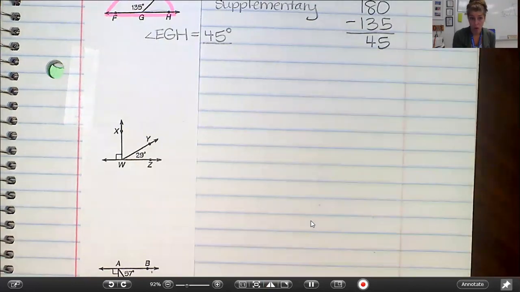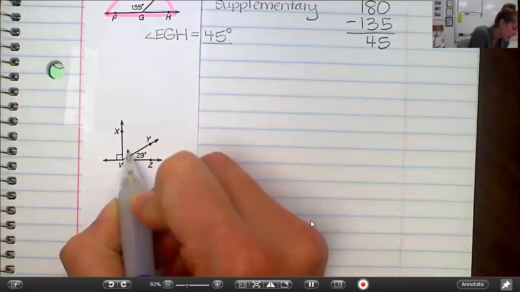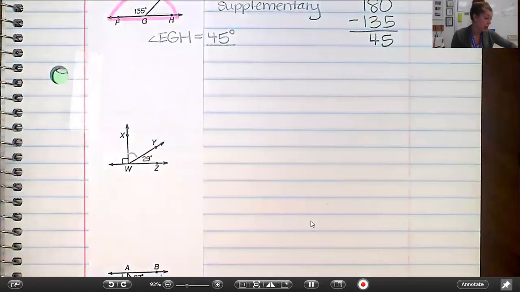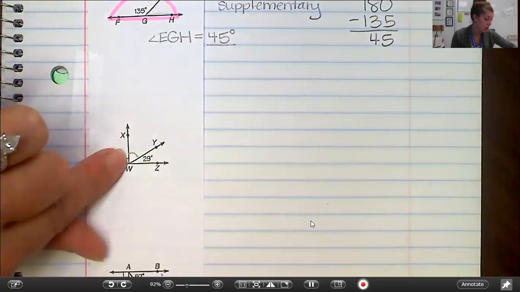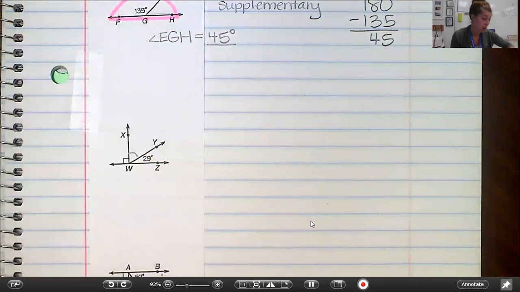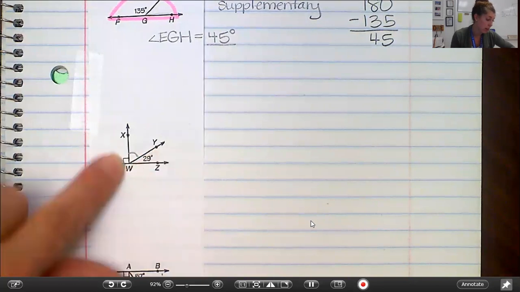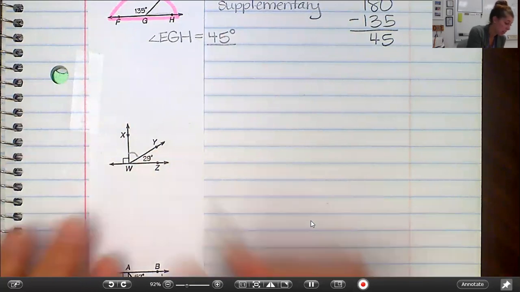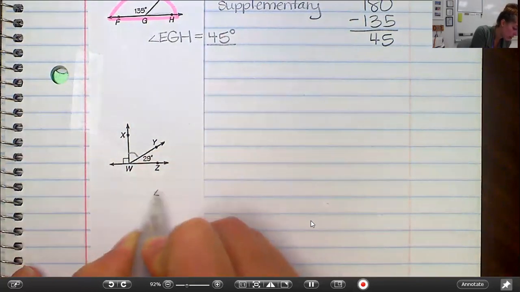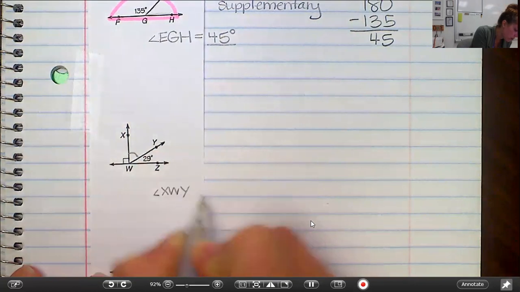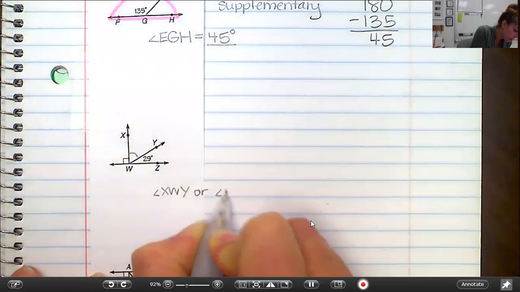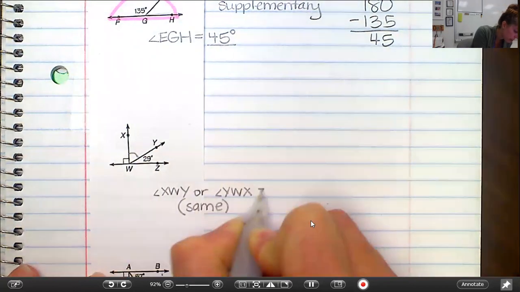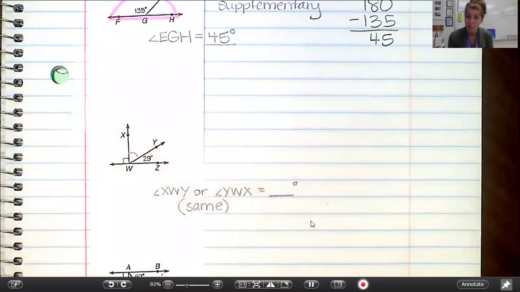So our ultimate goal will be to find this angle right here, which has 2 ways you could name it. X, W, Y, or Y, W, X. Notice how in both of those, the W is in the middle. So that's kind of interesting. I'll go ahead and write both. Or angle Y, W, X. Okay. So what does that angle equal?